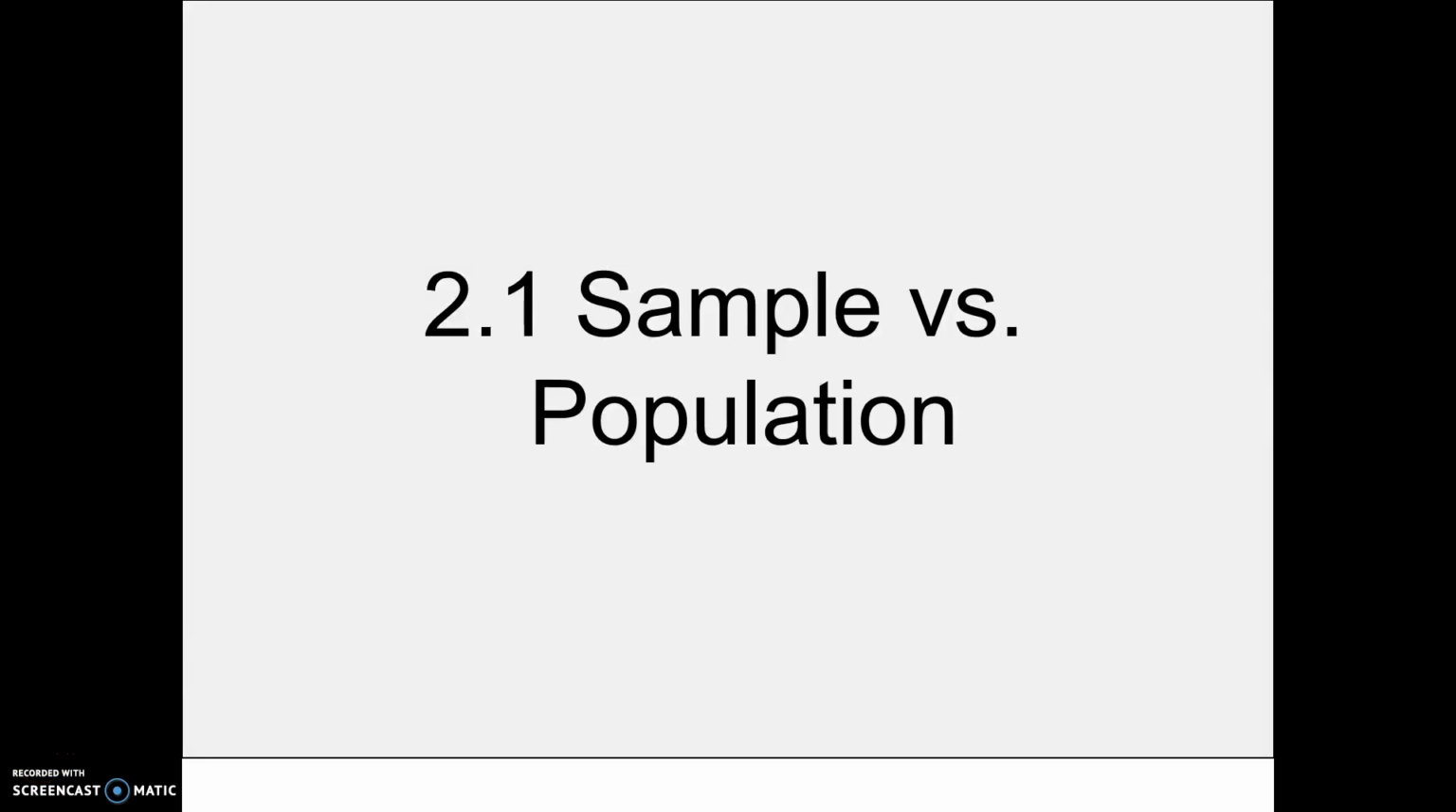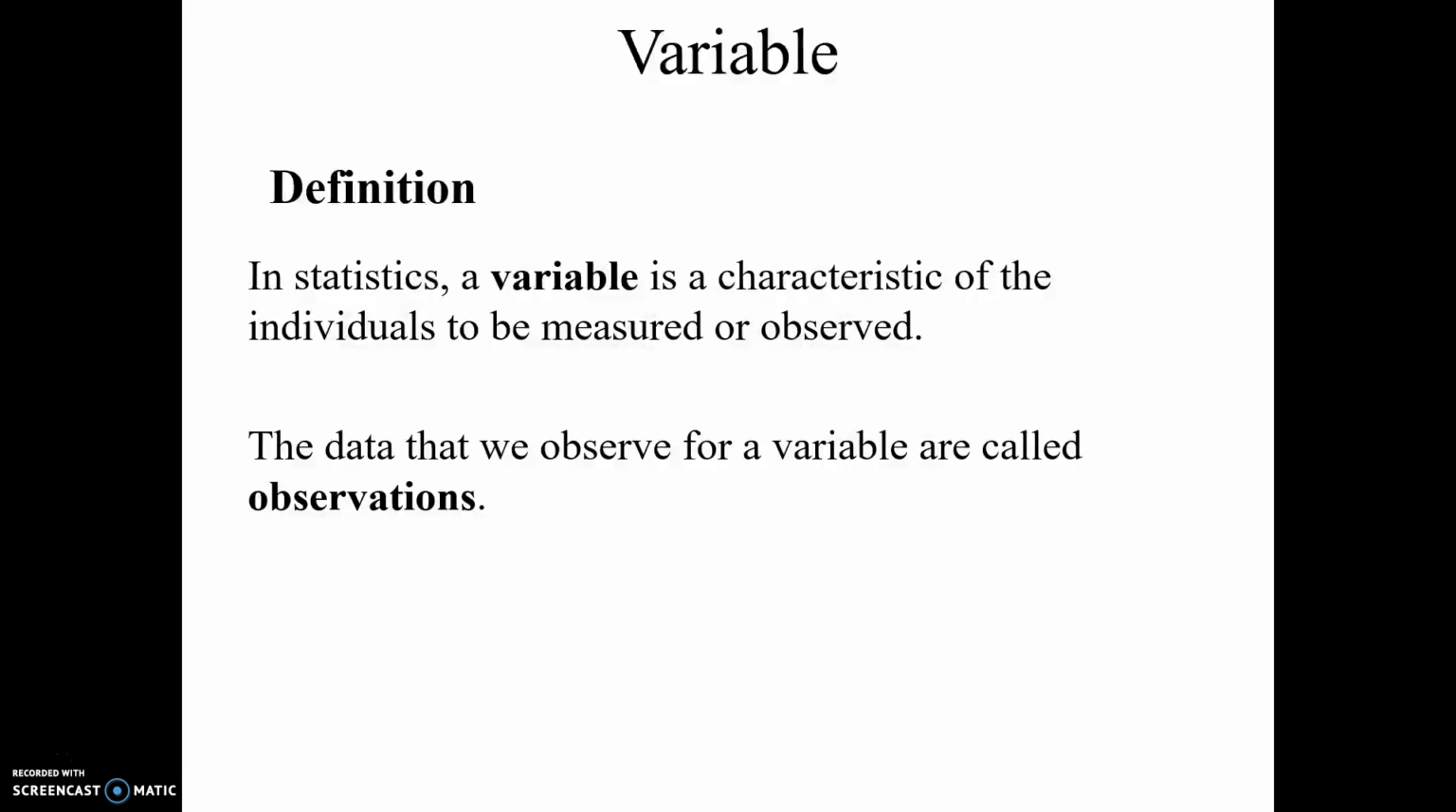In section 2.1, we will have an introduction to statistics and more specifically samples versus populations. Here's some definition. In statistics, a variable is a characteristic of an individual to be measured or observed. Okay, let me give you an example. Let's say we wanted to find the average height of adult males in the United States.